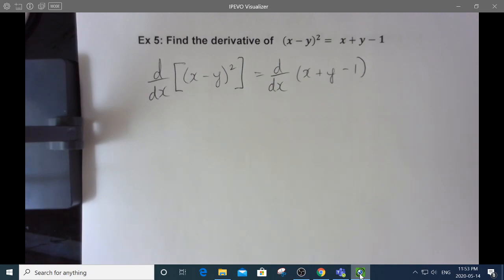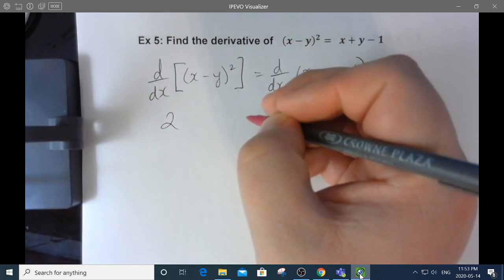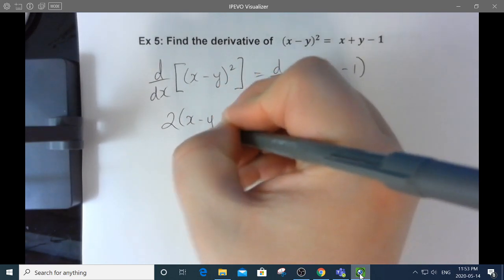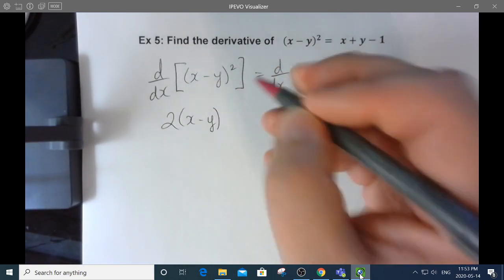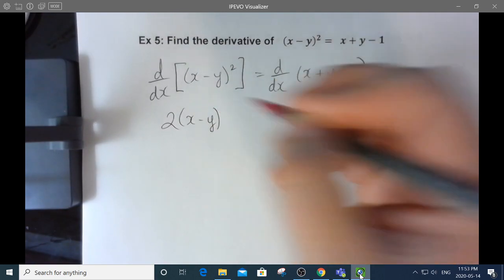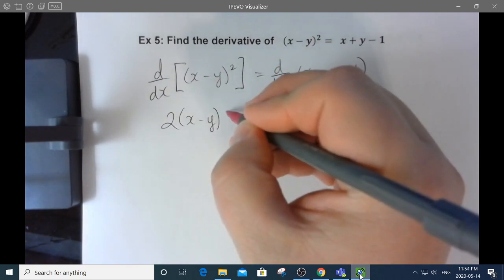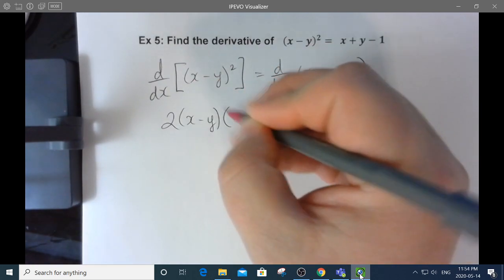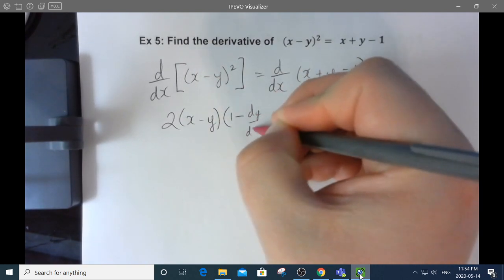So, let's see. Chain rule that, which means that this exponent becomes a coefficient. And then you leave what's in the bracket alone. And then you have to find the derivative of what's inside the bracket. Remember, this 2 became a 1. I'm not going to bother writing a 1 for an exponent. But now I have to find the derivative of what's inside the bracket, which would be 1 minus the derivative of y, which is dy by dx.